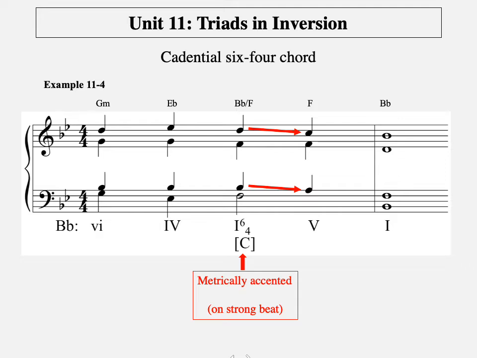The cadential 6/4 chord appears in a metrically stronger position than the 5 chord that follows it. This usually means it's on a strong beat, such as beat 1 in any time signature, as well as beat 3 in quadruple meters.